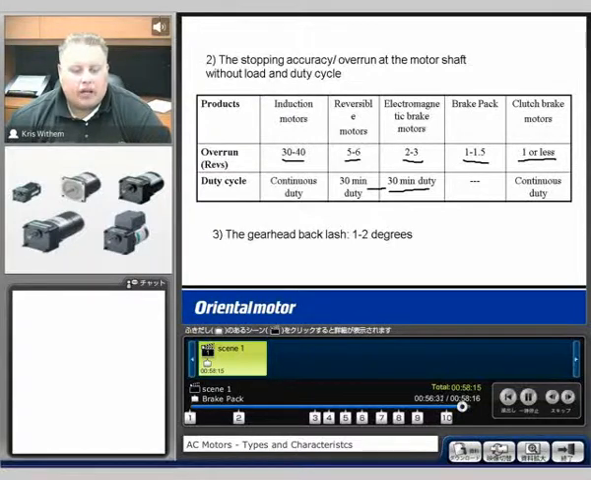The gearhead backlash on all of our gearheads is typically the same of 1 to 2 degrees. So to also keep that in mind of any type of gearhead that's being used, so if you have 30 to 40 revolutions of overrun, but you're using a 100 to 1 gear ratio, it's possible you may not really even see much overrun on the output shaft side of the motor.